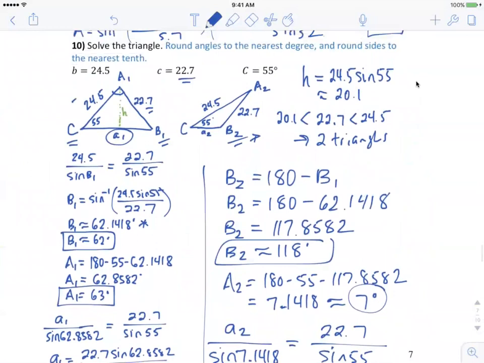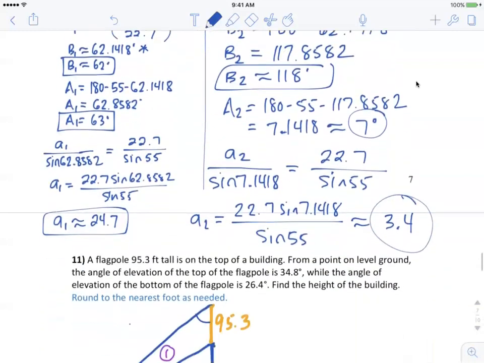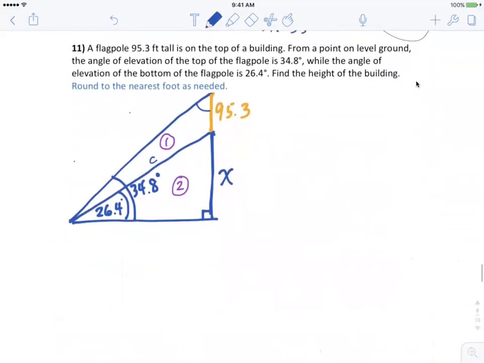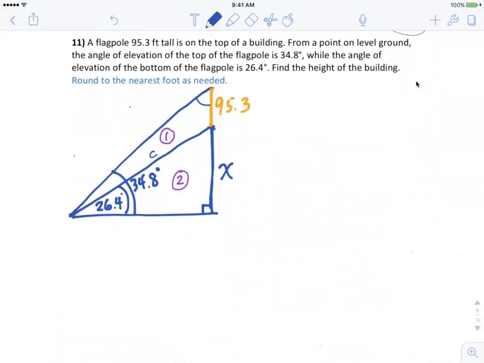Okay, we barely fit that one in. That was a lot of work for one problem. So those are the worst, or the longest, I guess, ones where you have two triangles and you have to solve each one. So you actually end up getting 6 different answers. Okay, moving on. Let's try an application.